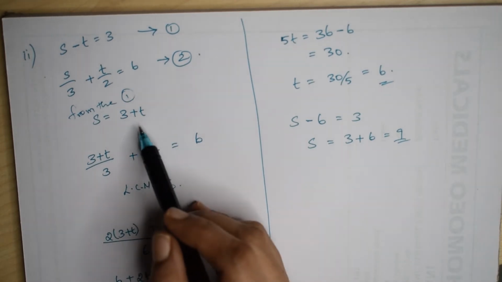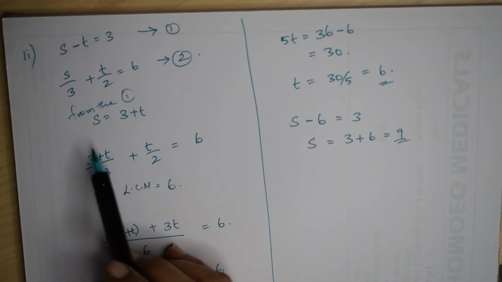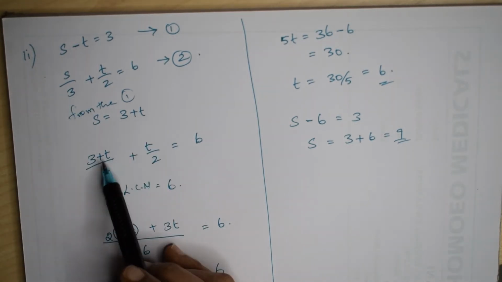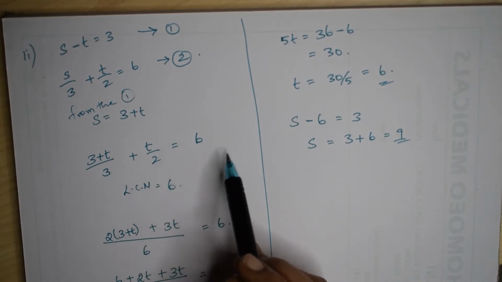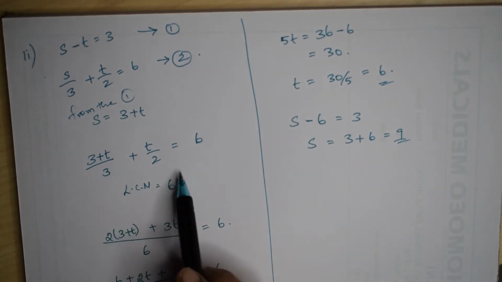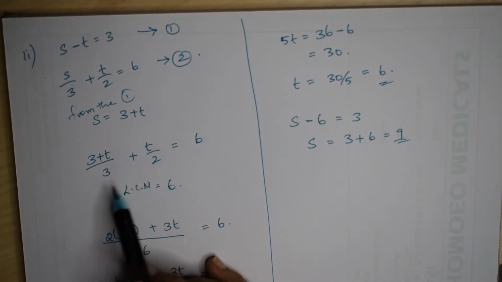Okay. This value I am substituting in the second equation. When I substitute it, in the place of s, I will write 3 plus t. (3 plus t) by 3 plus t by 2 is equal to 6. And this is a fraction. In this equation, we see fractions. So I have to find the LCM of the denominators.